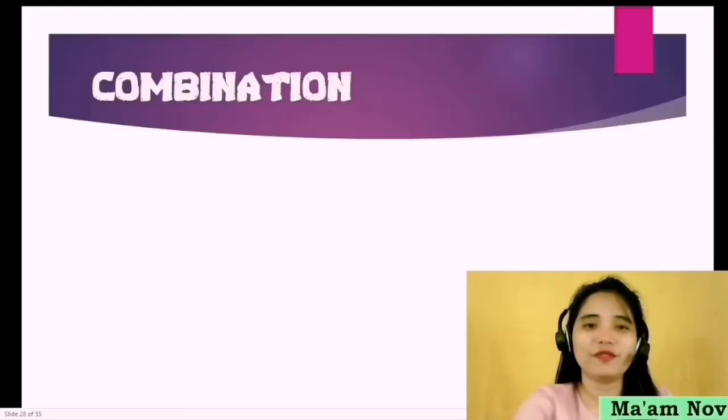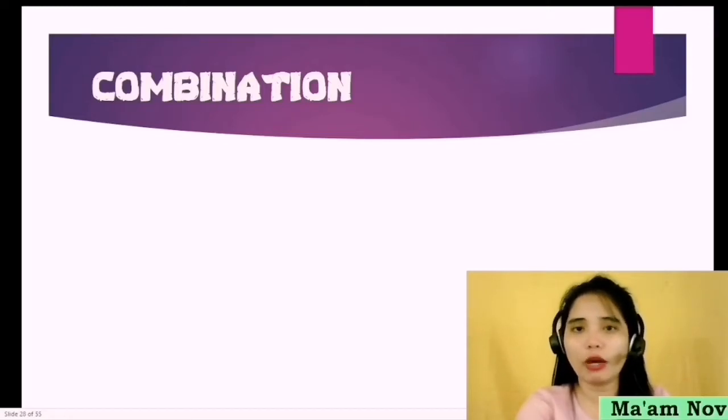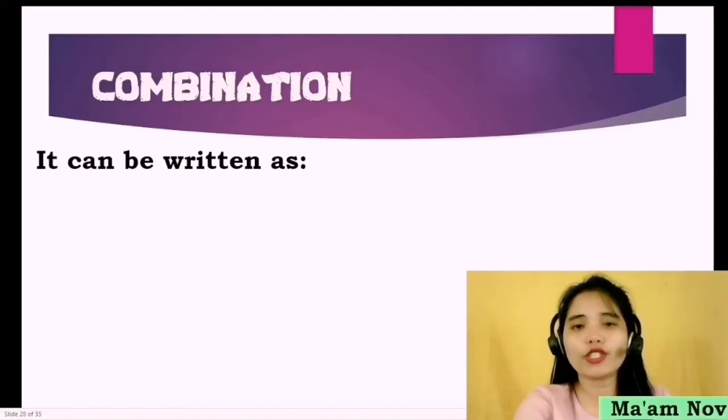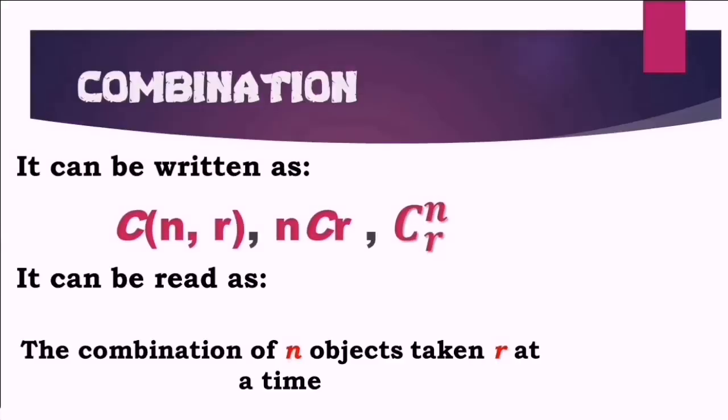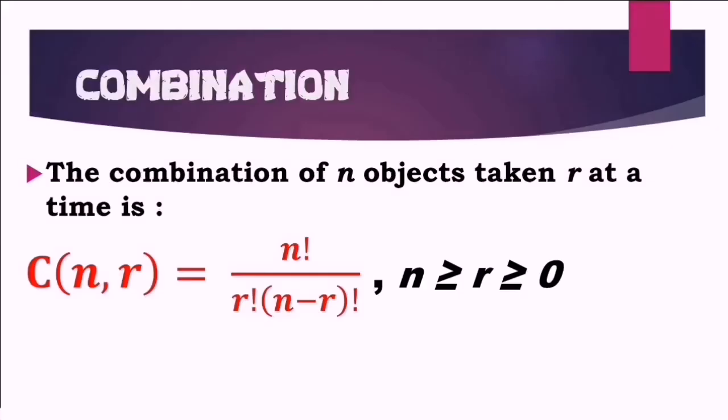Very good. Now, paano ba isolve ang combination? Paano ba isolve yung number of ways? Paano ba isolve yung how many combinations ang kailangan? So, first, it can be written as, just like this. And it can be read as, the combination of n objects taken r at a time. So, ano bang formula ng combination? Isa lang. Hindi ba ang permutation may 4, pero ang combination may isa lang?